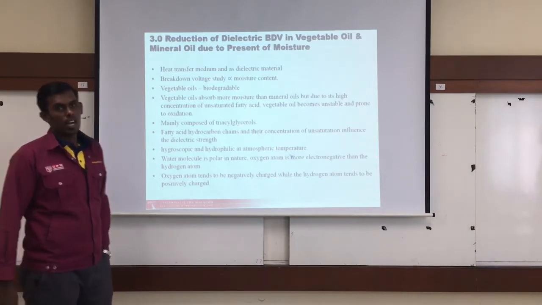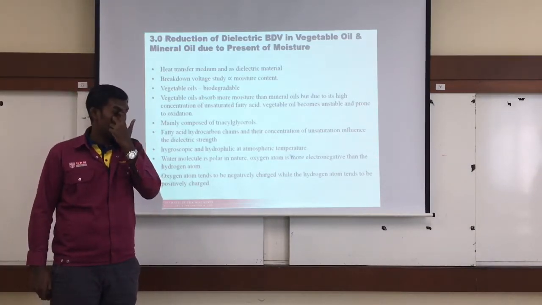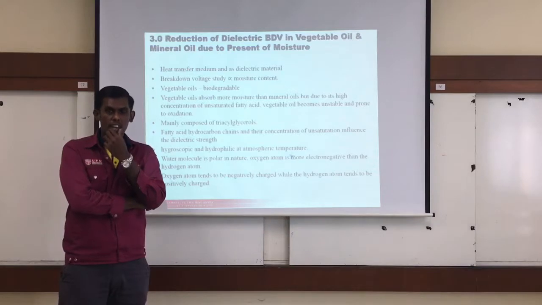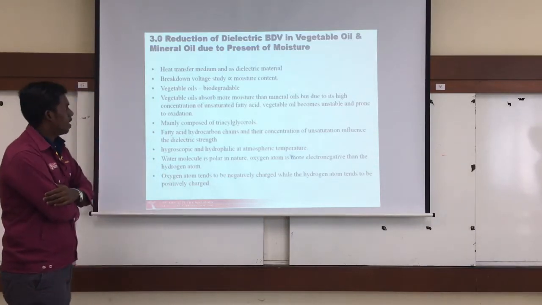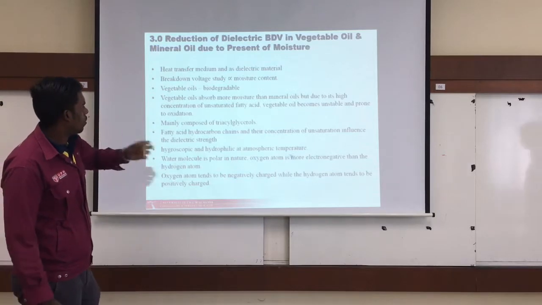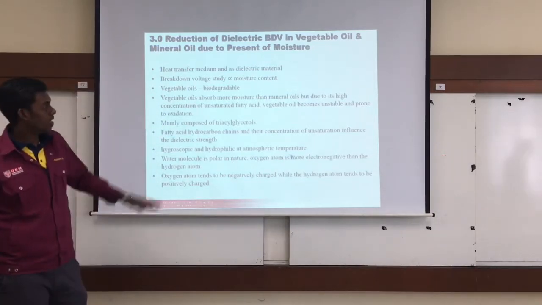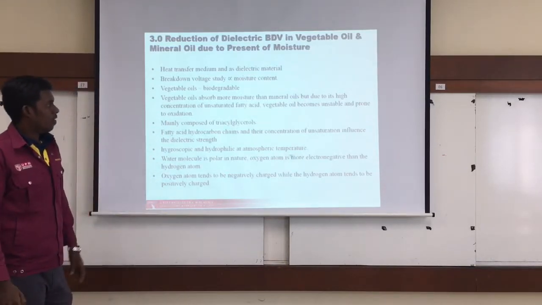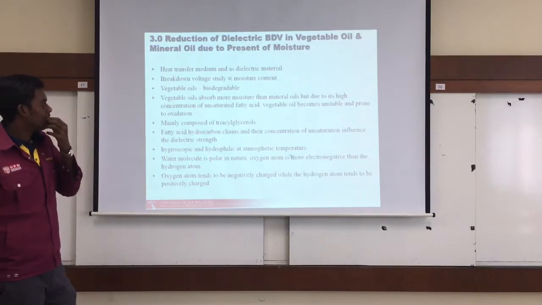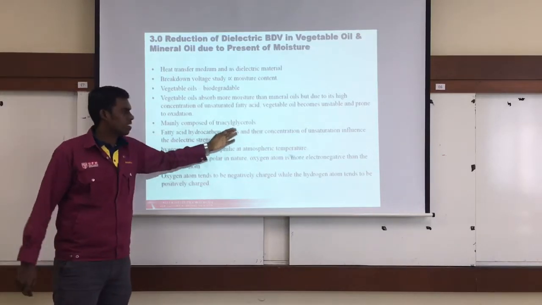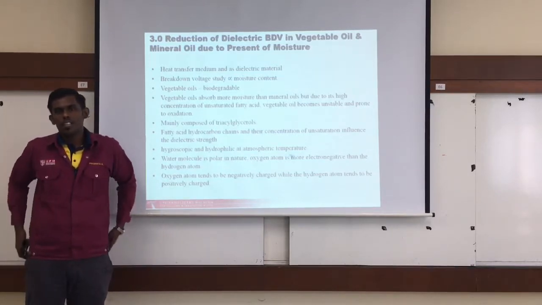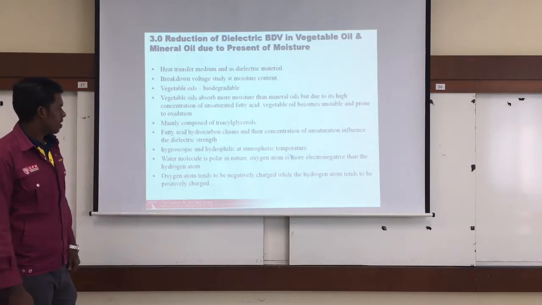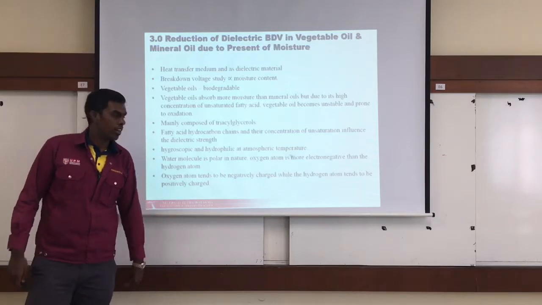So we know that vegetable oils are biodegradable. In my studies, what I found in my reference was on PFAE, which is palm fatty acid ester oil. From my findings, I got to know that vegetable oil absorbs more moisture than mineral oil due to its high concentration of unsaturated fatty acids, and the vegetable oil becomes unstable and prone to oxidation. It is mainly composed of triglycerols, which is glycerol esterified by 3 fatty acids. And then the fatty acid carbon chains and their concentration of unsaturation influence the dielectric strength of the oil.